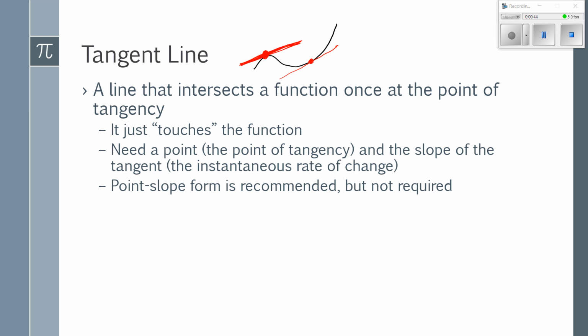Tangents are always going to be lines, which means you need to know two things to write their equation. A tangent line, you need to know the slope of the line, and you need to know a point the line goes through. The point that we are going to typically use is going to be the point of tangency. The slope of the tangent, which we will explore together in class, is the instantaneous rate of change of the function. And because we're always working with a point and the slope, point slope form is going to be the easiest way of doing this.